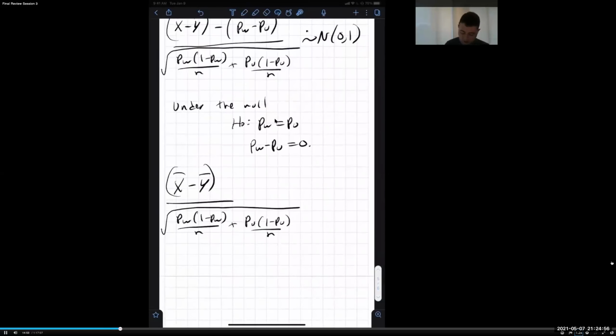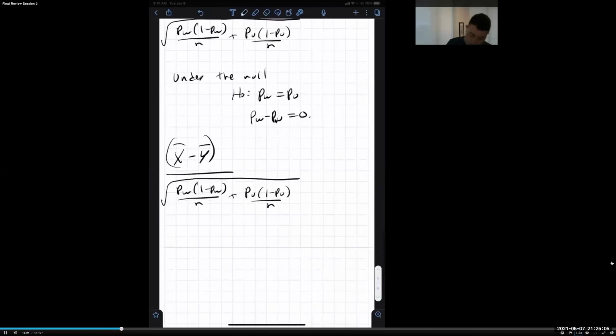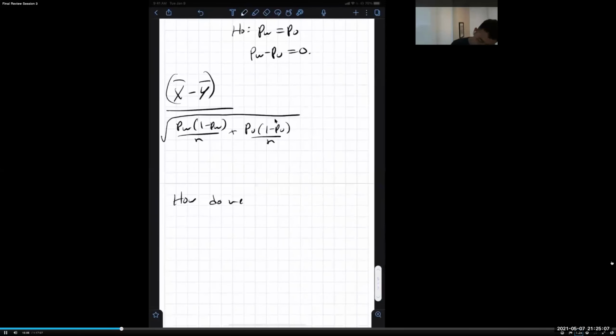However, I don't have the individual values. All I have is that they're equal to each other. So we're going to essentially estimate them in a way that makes sense. So how do we estimate p? Well, we know they're equal under the null. So I want to essentially only have one estimate for both of them, because under the null they're equal.